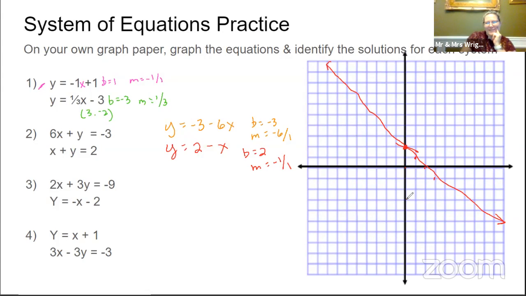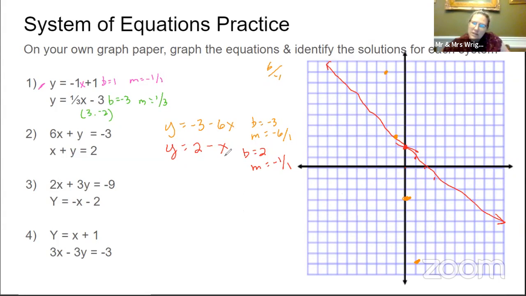All right, let's look at the next one. -3 is my y-intercept, right there. And I'm going to go down 6 and to the right 1. 1, 2, 3, 4, 5, 6, and over 1. Since there's really nothing else for me to go, I can also go up 6 and to the left 1, which is the same thing. 6 over -1. There's only one negative, so it's still a negative.